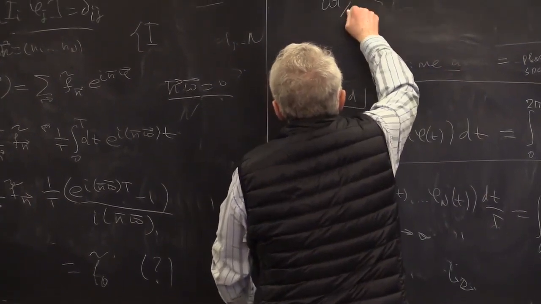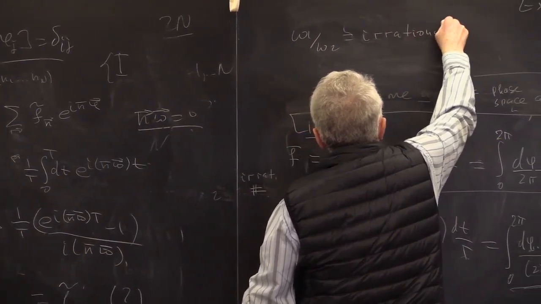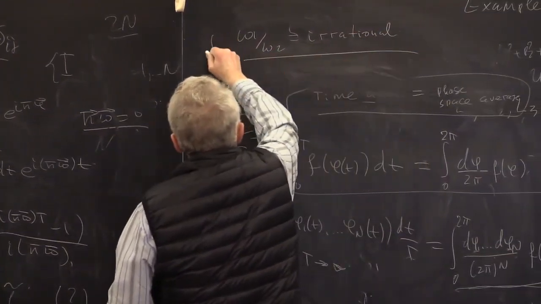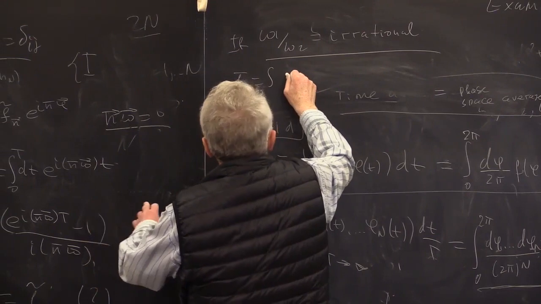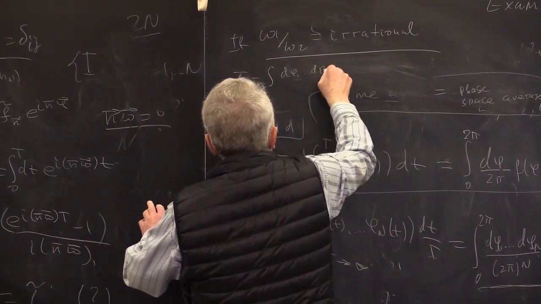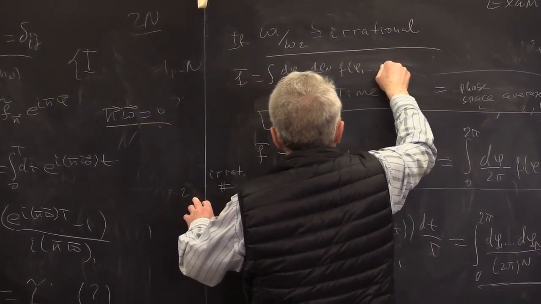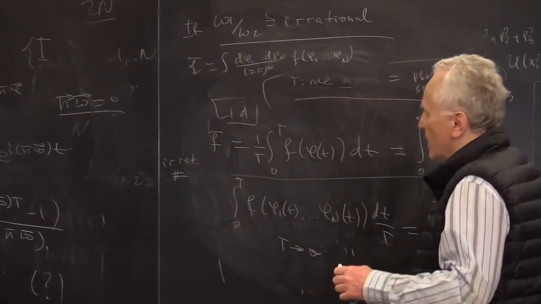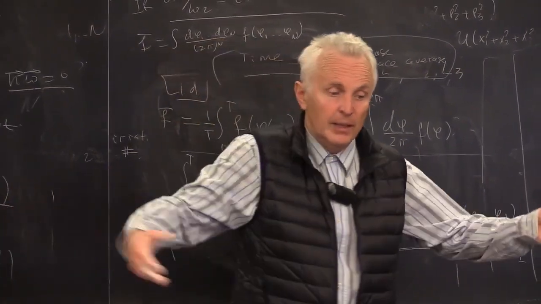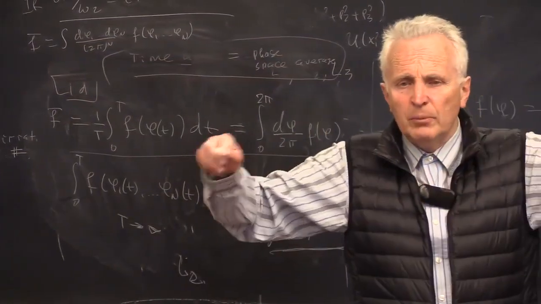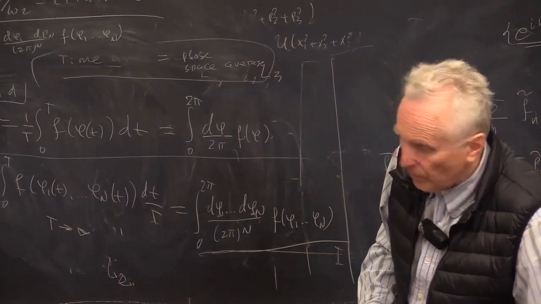So if omega 1 divided by omega 2 is irrational, then the time average of f is just the integral d phi 1 through d phi n over 2 pi to the n of f of phi 1 through phi n. So it's just the average over the torus. If it is not irrational, then we have to pick up extra terms, and the ergodic theorem breaks down. It will not be the whole torus which is covered. Okay.